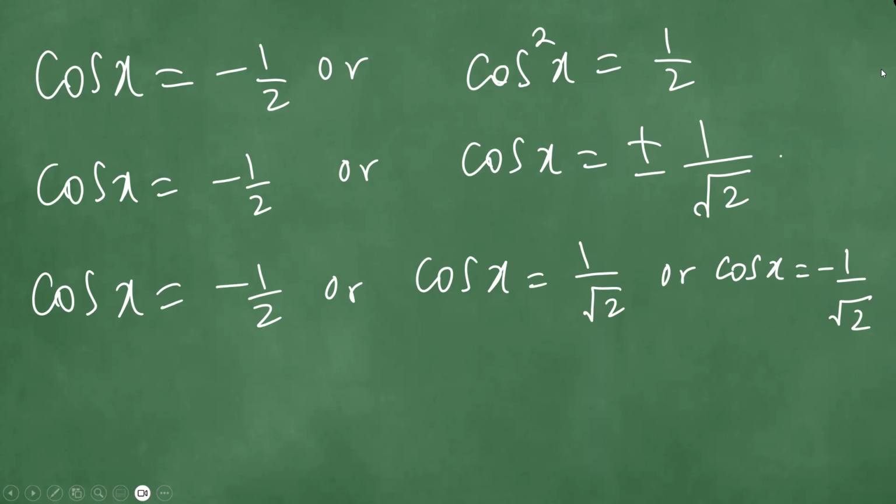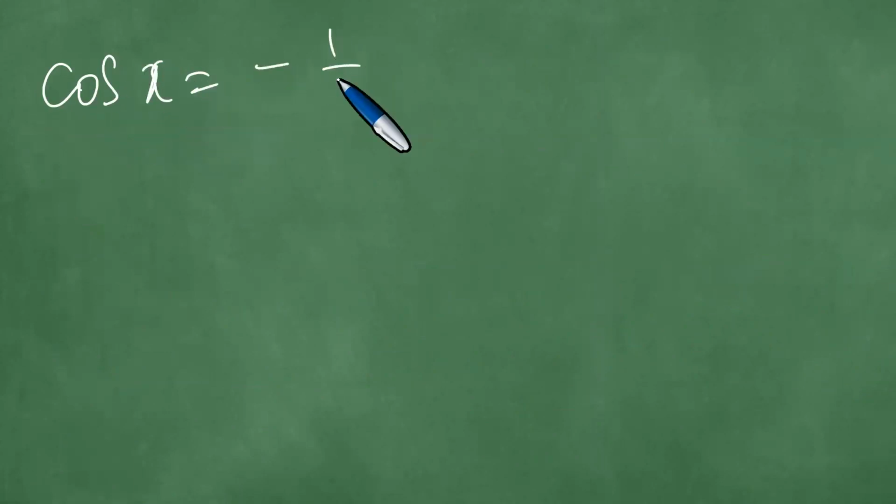So we are here, and what we can clearly see is that we have 3 small equations, namely cosine x equals minus 1/2, or cosine x equals 1 over the square root of 2, or cosine x equals minus 1 over the square root of 2. So we're going to solve these part by part. We're going to first solve cosine x equals minus 1/2. To solve these particular equations, we proceed as follows.